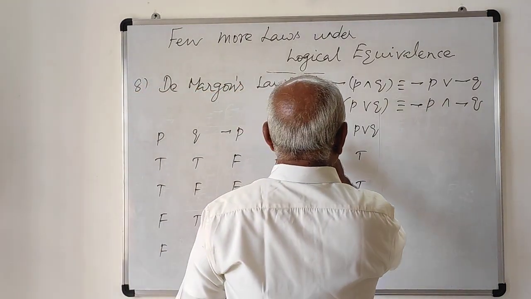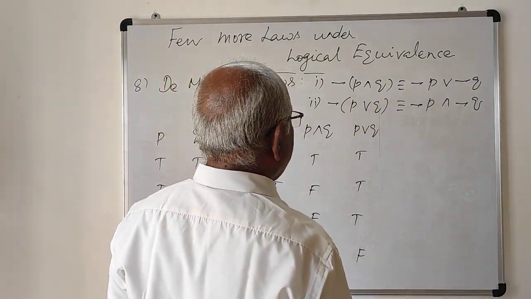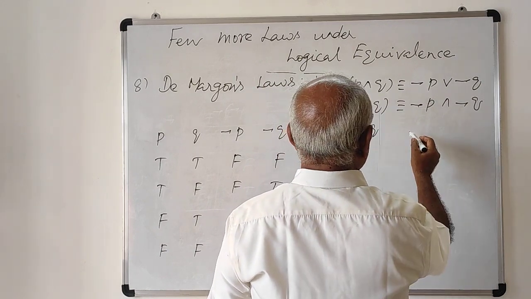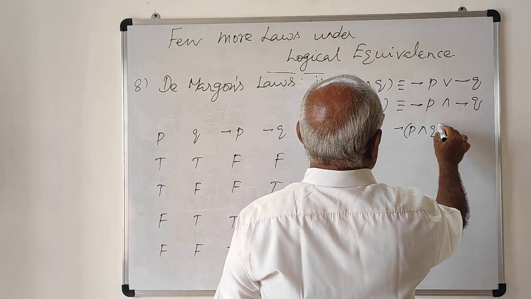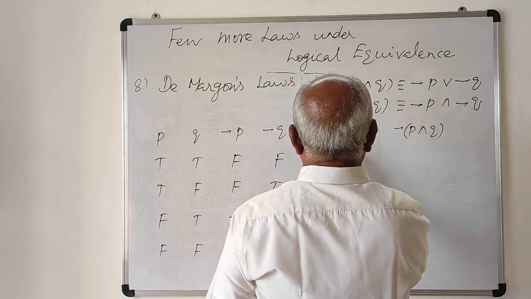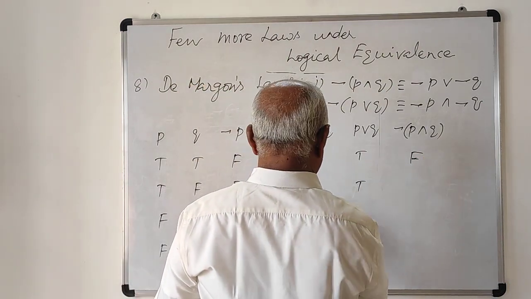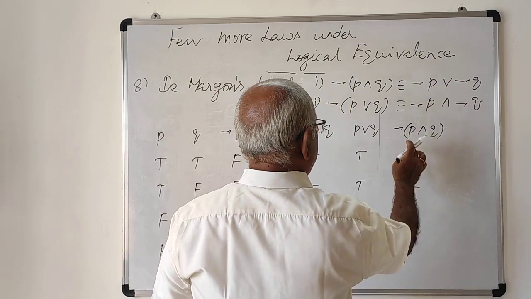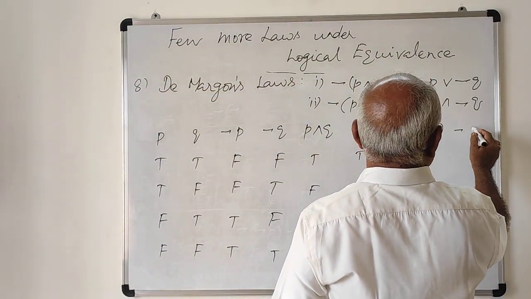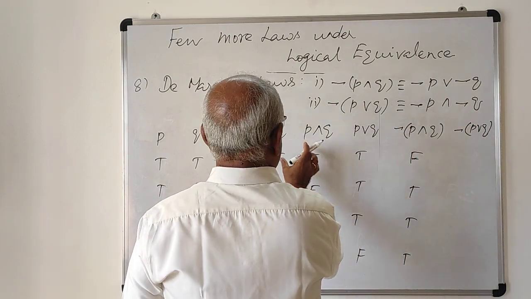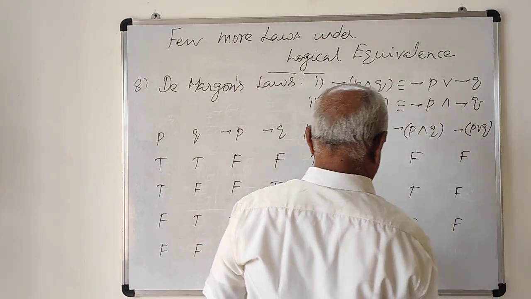Now, negation of P conjunction Q, sorry. P conjunction Q is here. Negation is F, T, T, T: T replaced by F, F replaced by T. This is negation of P conjunction Q. Negation of P disjunction Q: for that, the disjunction is this, T, T, T is replaced by F, and F is replaced by T.